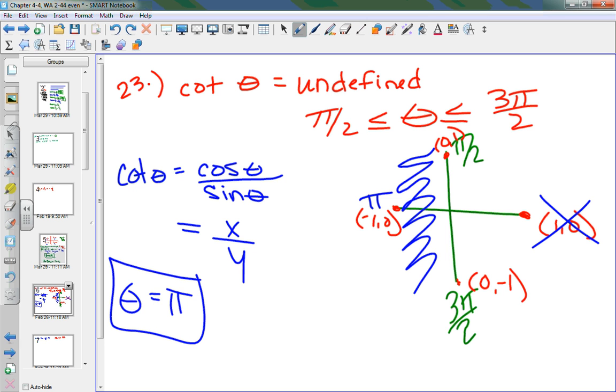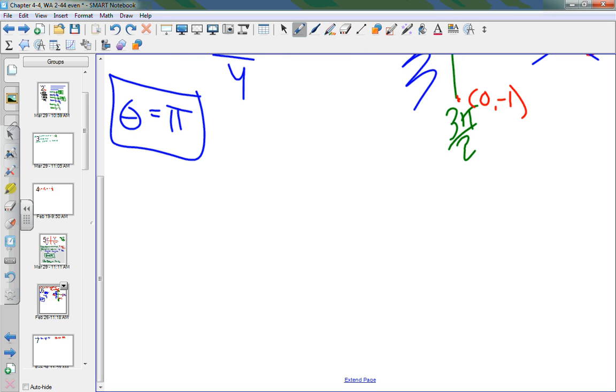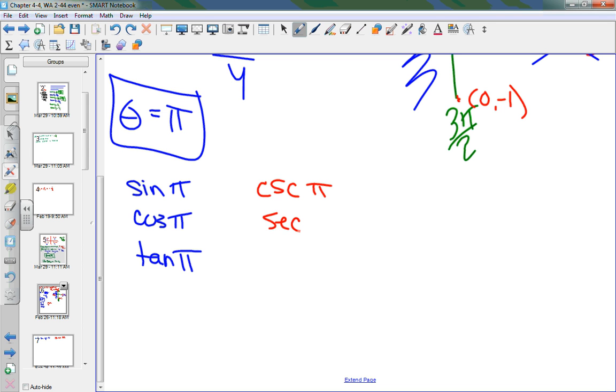Okay? Does it ask to find 6 functions for that? Nope, it just wants you to find theta. Yes, no, I lied. It says find the values of the 6 trig functions. So now you have to find all of the 6 trig functions. You've got to do the sine of pi, the cosine of pi, the tangent of pi, and then once you know those, you're going to have to do the cosecant, and then the cotangent. I don't want you to type that in the calculator. I want you to use your brain. Are we good?